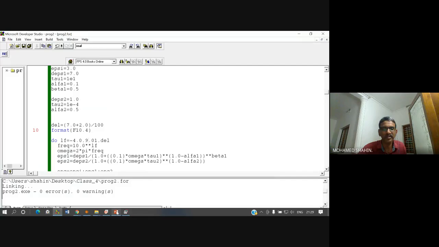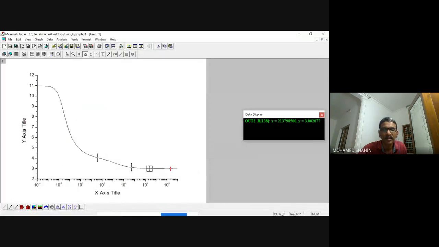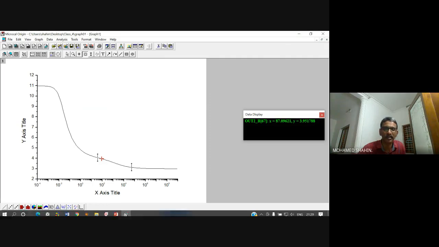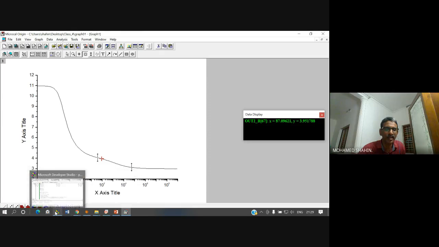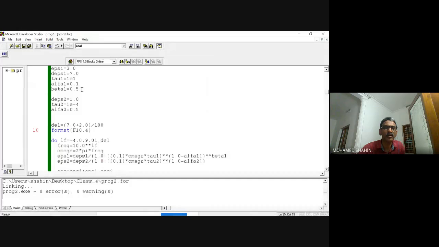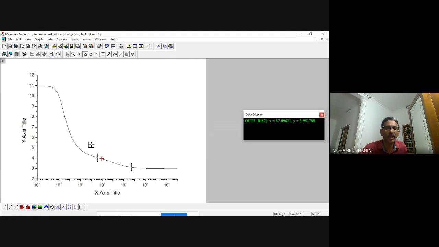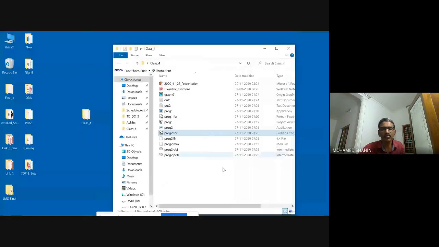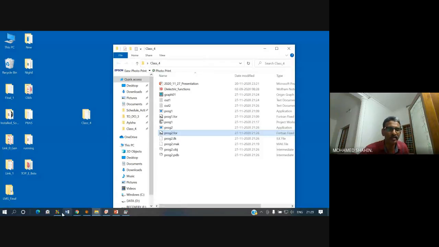And the second process, if you take this value, it is almost 3, and where it is ending, it is 3.9 or 4. The difference is 1. That is the delta epsilon second, almost 1. And the third quantity we have from 4 to 11, it is 7. So this is how we plot this quantity.